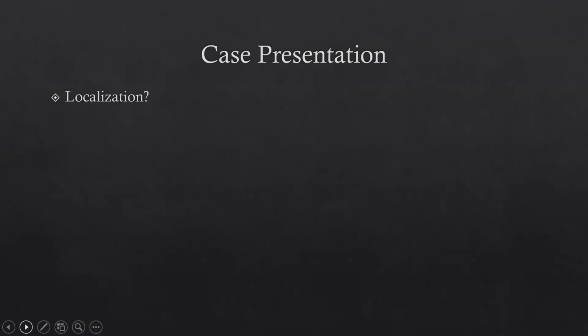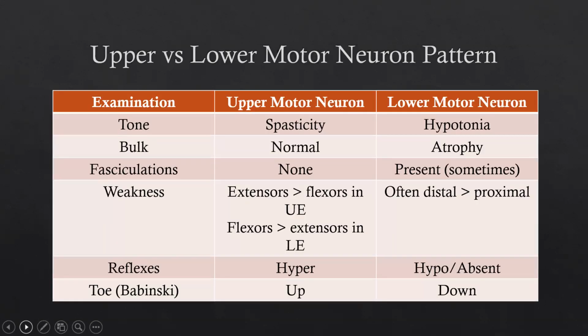Where do you localize the problem? Given the examination findings and the scenario we're given in the history, where would you localize the problem? Again, you want to think about the features that we got from the examination. So you have to look at your tone. What was the tone in our scenario?